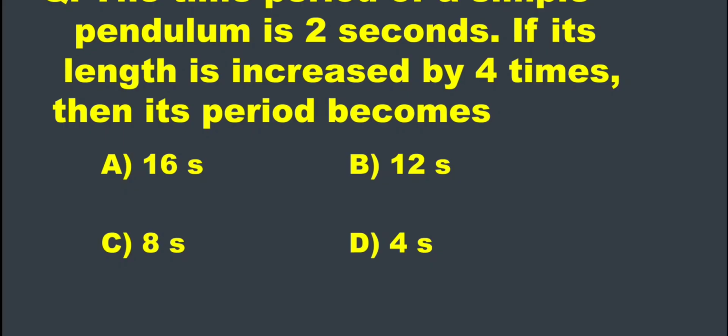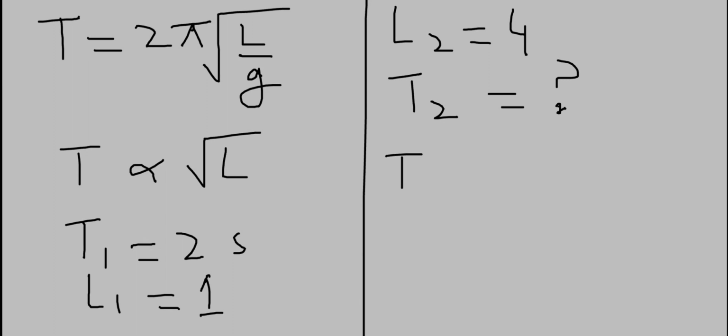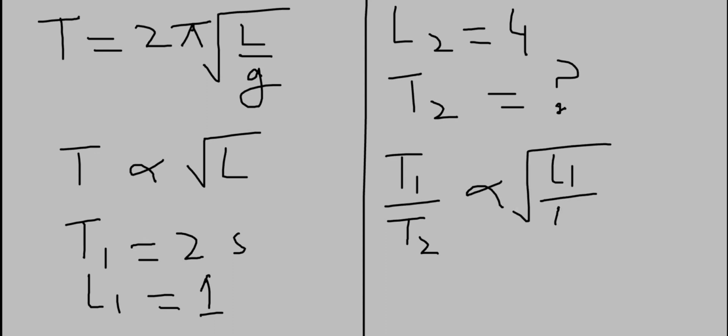So we have to calculate its time period when its length is increased by 4 times. Means if L1 is 1, then L2 is 4, and we have to calculate T2. As T1 upon T2 is proportional to under root L1 upon L2.